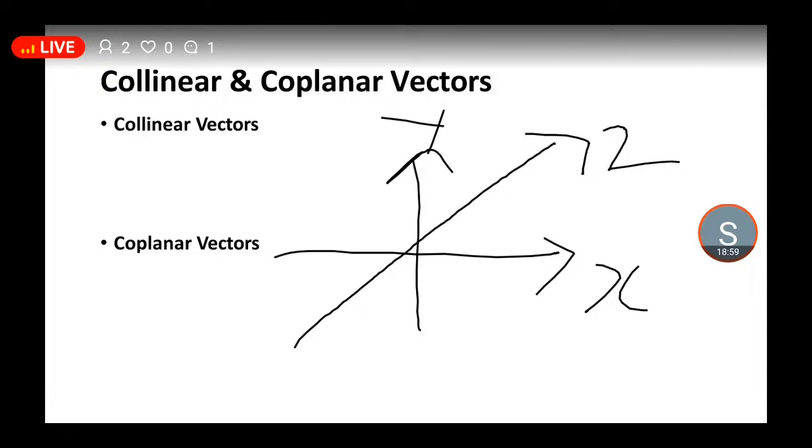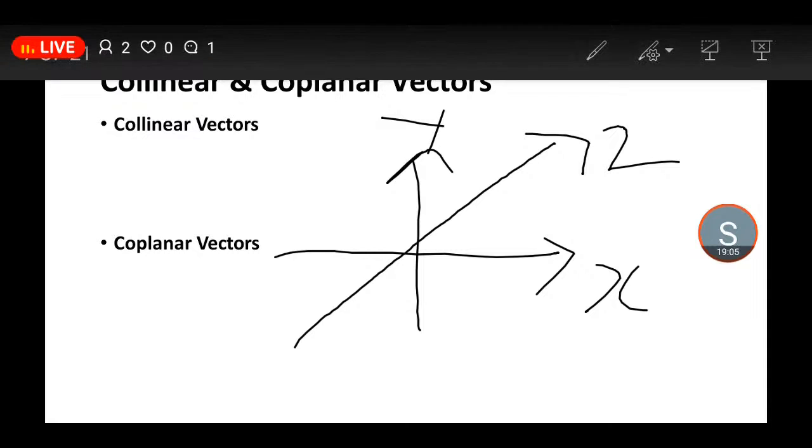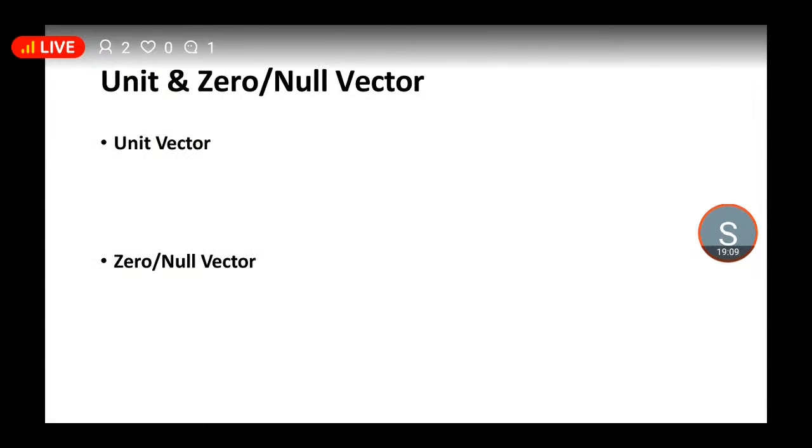This is 3D graphical representation in mathematics, that graph. Okay, now we'll learn unit vector and zero or null vector.